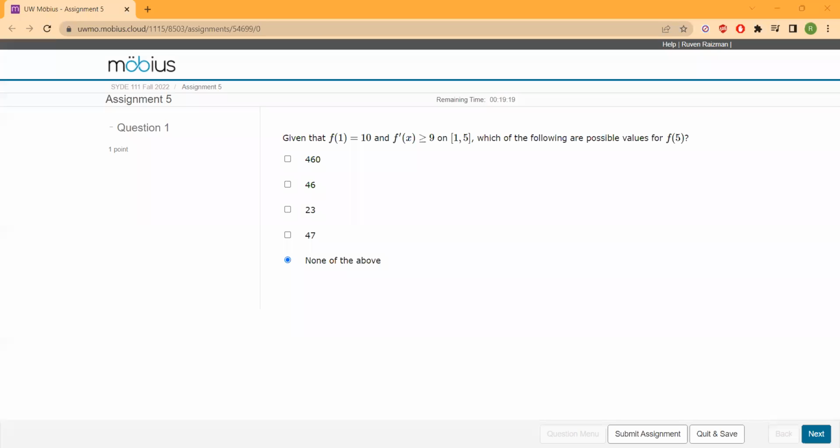So our first question is, given that f(1) is equal to 10 and f prime at x is greater than 9 on [1, 5], which of the following are possible values for f at 5? So what this is using is the mean value theorem.